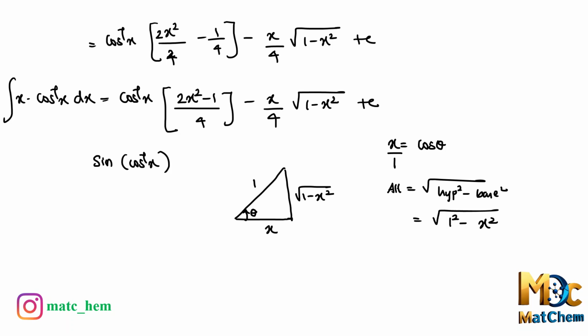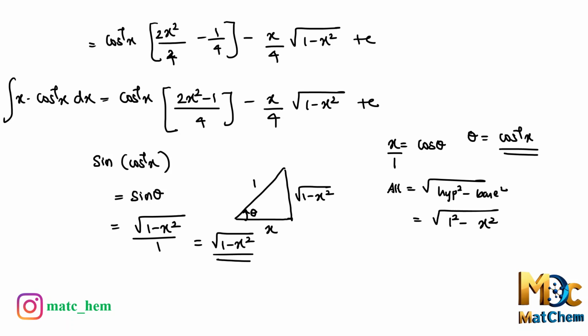Square root of 1 minus x square, that we can calculate. So if that is the case, what is theta? Theta equals cos inverse x. So sine of cos inverse x can be written as sine theta. What is sine theta? Opposite side by hypotenuse. What is the opposite side? Square root of 1 minus x square upon 1, that is equal to square root of 1 minus x square. That is the way in which we got sine of cos inverse x equal to square root of 1 minus x square.